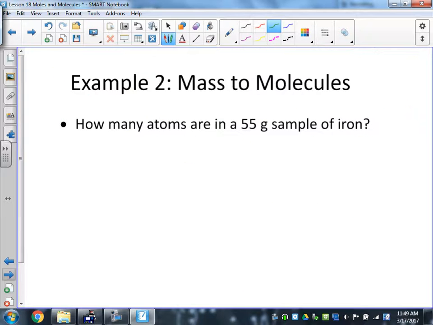Okay, let's look at this one. How many atoms are in a 55 gram sample of iron? Okay, so let's think about this here again. How many atoms? Okay, let me ask you this. If I ask you how many atoms or molecules, what should the number be?